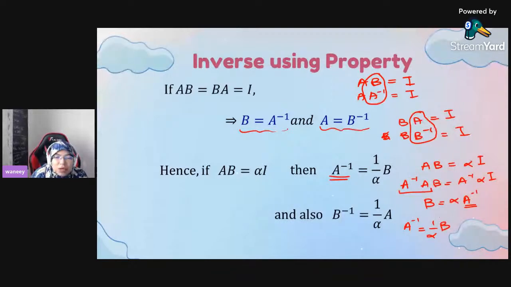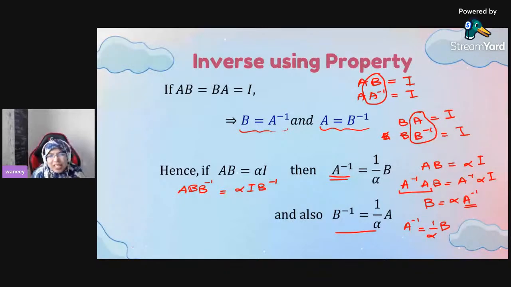Okay, so a similar thing will happen over here. Let's say I have AB equal to alpha I. If I want to get B inverse, then I have to times B inverse at the back. So AB B inverse, so this is alpha I B inverse.